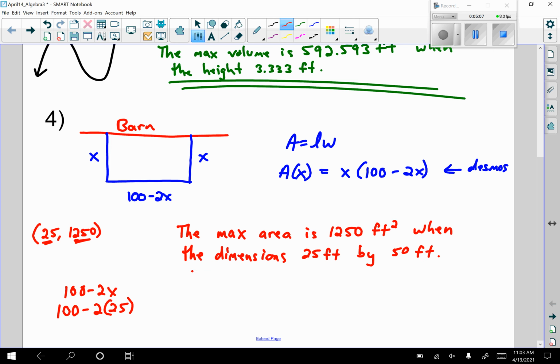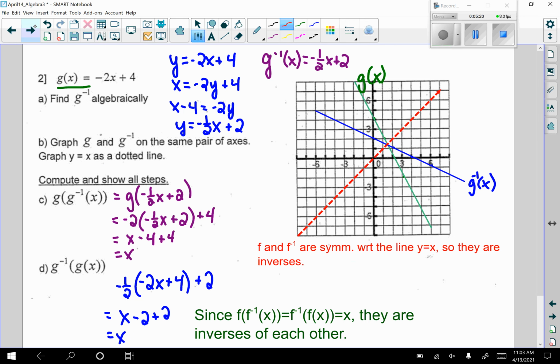So make sure you're understanding what the question is and make sure you answer all parts of the question. So here it was asking for the dimensions, which is both the length and the width. All right, so let's take a look at the answers to your assignment from yesterday.